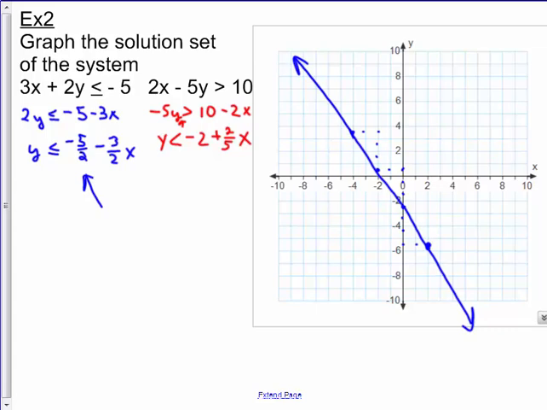In the second one, I'm going to start at -2. And I'm going to go up 2 over 5. In this one, it's going to be a dashed line because it is not equal.